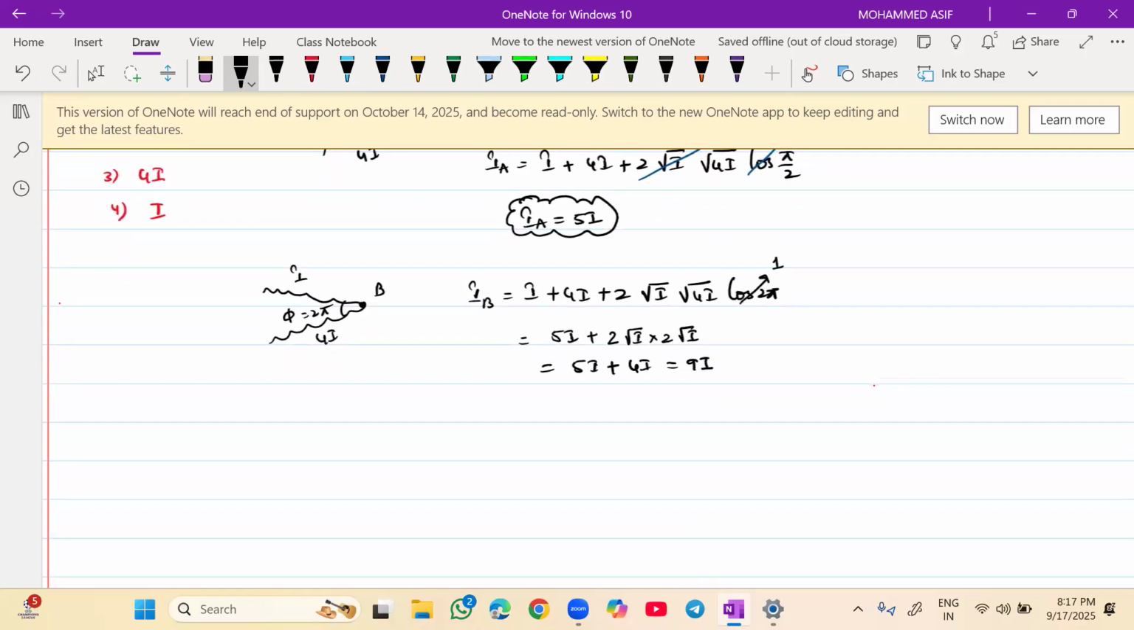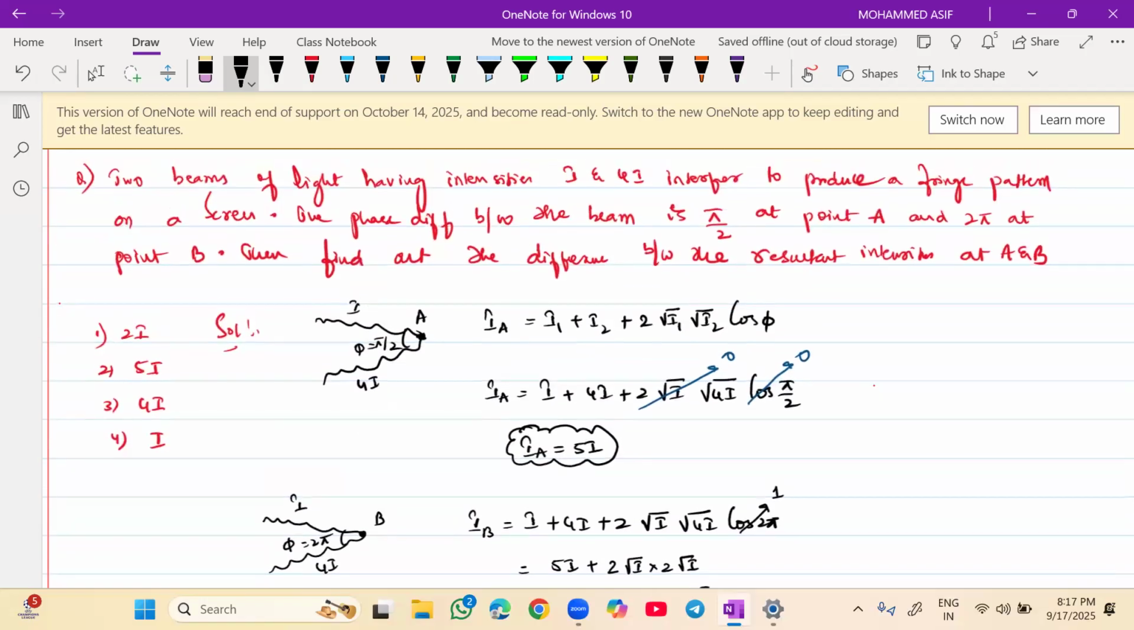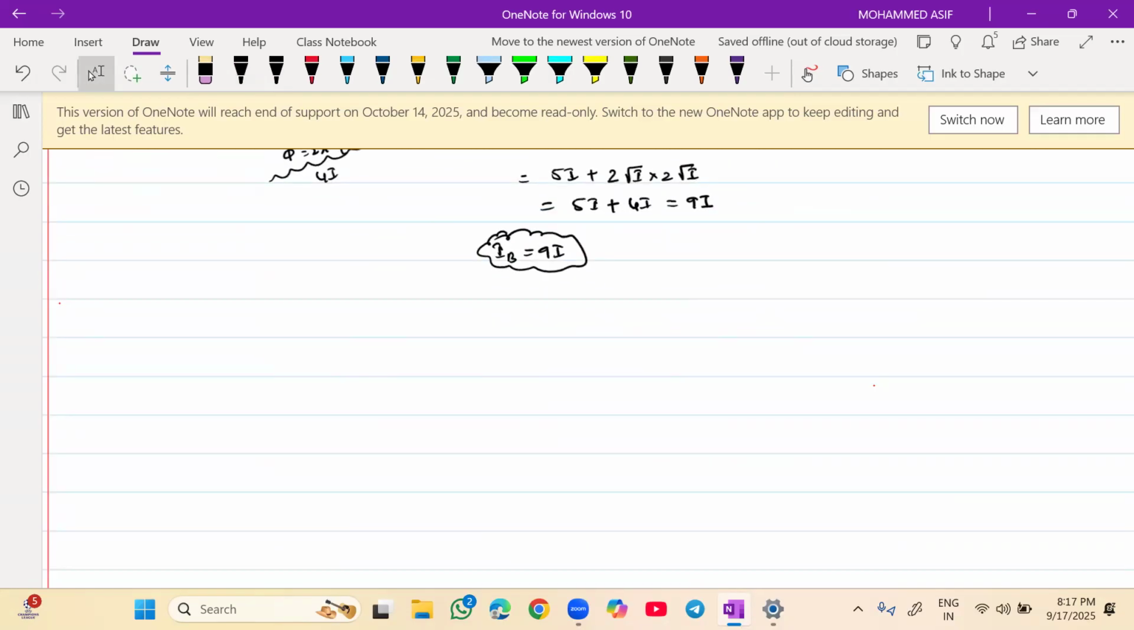So intensity at B will be equal to 9I. Listen, what is the problem asking? Is it the ratio or the difference? The difference is asked, sorry. The difference between the intensities IA and IB. So that means IB minus IA, higher value minus lower value. So it is 9I minus 5I, and that will be equal to 4I. So this is your answer.